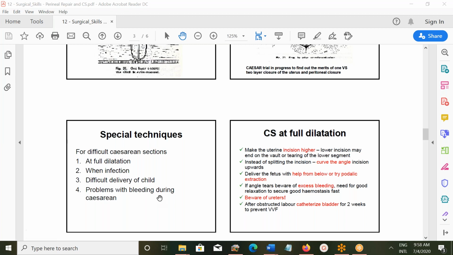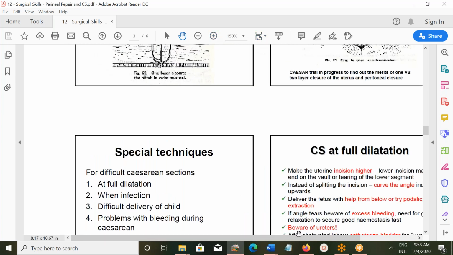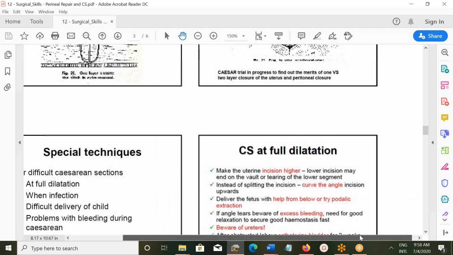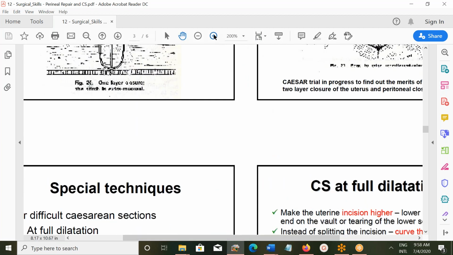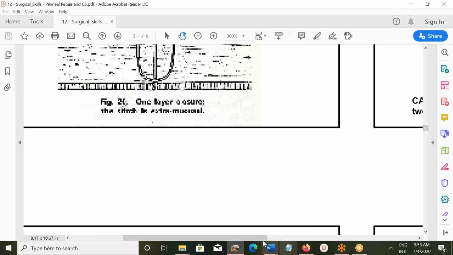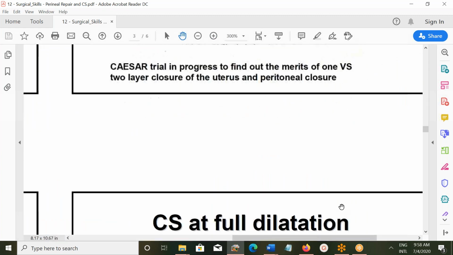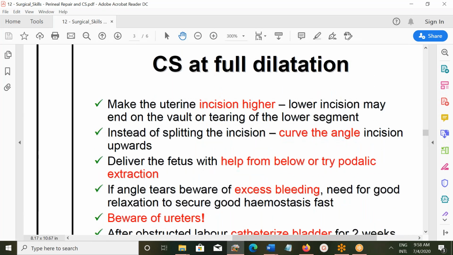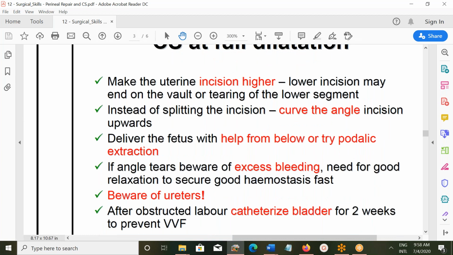Then how you will deal with the problems of bleeding during cesarean section. If you are doing a cesarean section at full dilatation, what precautions should be taken? You are always going to get some questions on CS at full dilatation. So you should know that you need to give a higher uterine incision.